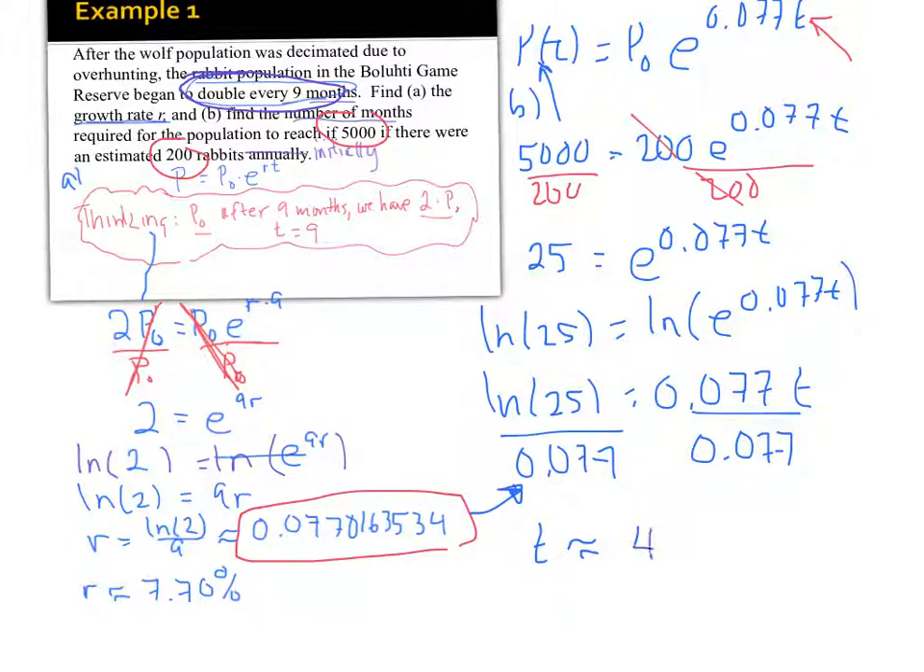approximately 42 months. And so that's how long it would take, which is kind of crazy if you think about this problem. And it's not that far off from reality. If you started with 200 rabbits and there is no wolf population to keep track of them, it would take less than 4 years for the population to reach 5,000. So it is quite a bit.